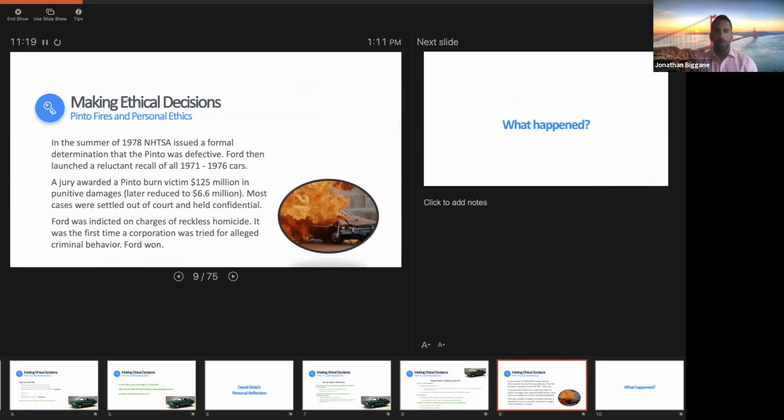NHTSA issued a formal determination that the Pinto was defective. Ford reluctantly recalled their vehicles from 71 to 76. A jury awarded the burn victims $121 million in punitive damages, which was later reduced to only $6.6 million. And most cases were settled out of court. So we don't actually know what payments were made because this was fairly confidential in almost every case. And this was actually the first time a corporation was charged with reckless homicide.